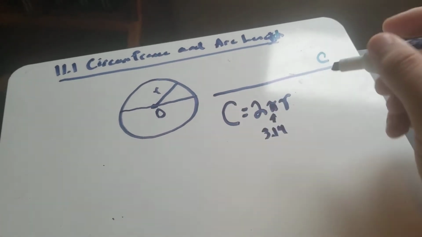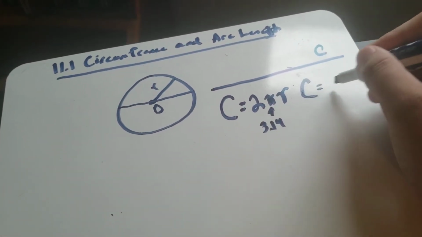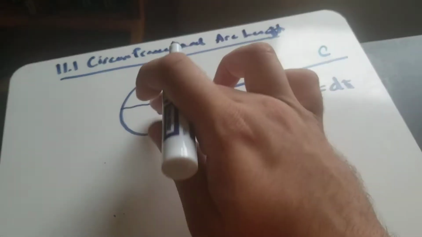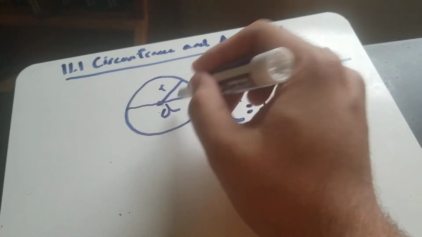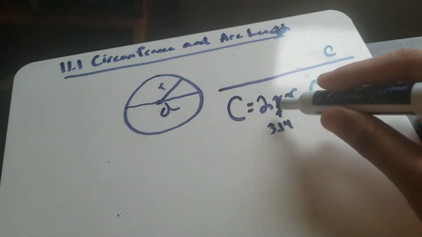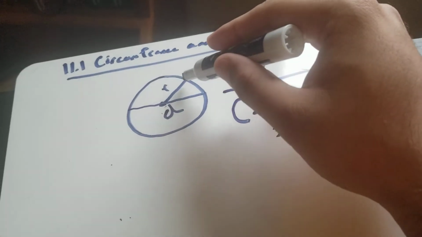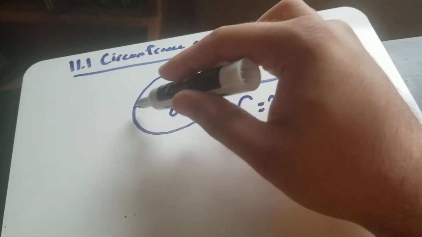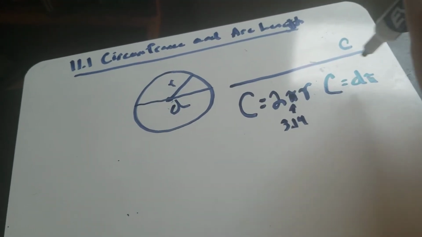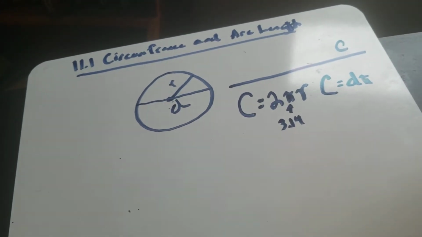Another way to write this formula is circumference equals diameter times pi. And diameter is a lowercase d, actually, so let me put lowercase d. Why is the diameter the same as 2 times r? Well, remember, if r is from the center to the edge, diameter is edge to edge, so it's twice as long as the radius. So you could just set it up as circumference equals diameter times pi.